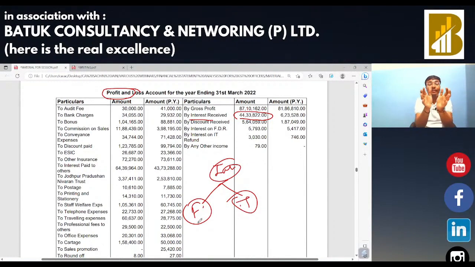Okay, and by generating the ledger, by analyzing that particular ledger, you get the idea what type of interest you are getting from the debtors. And if you are getting the interest from the debtors, in that case GST should be payable on that. And if the interest is from the unsecured loan and all that, in that case GST should not be payable.